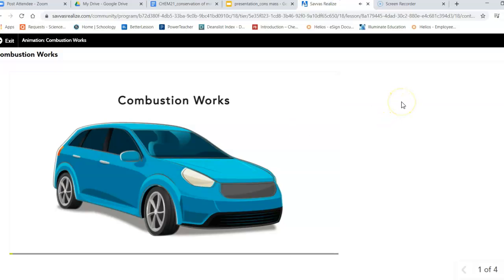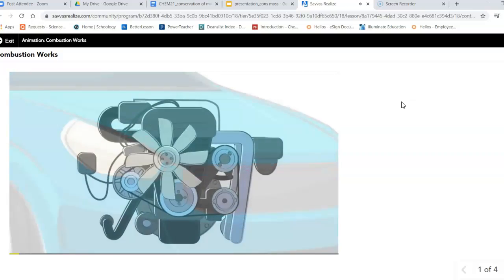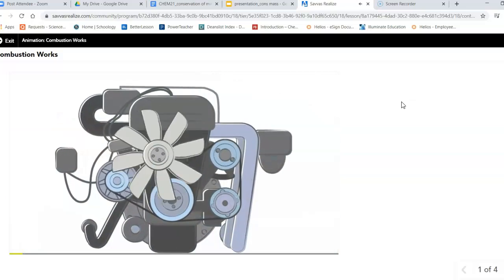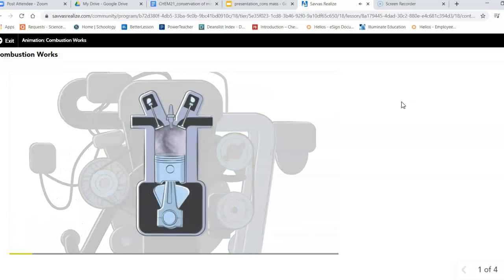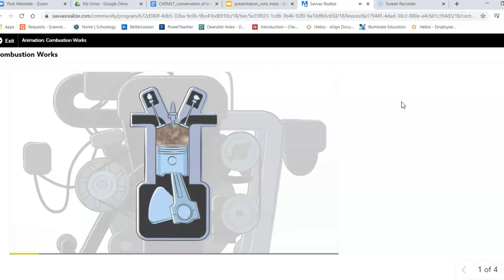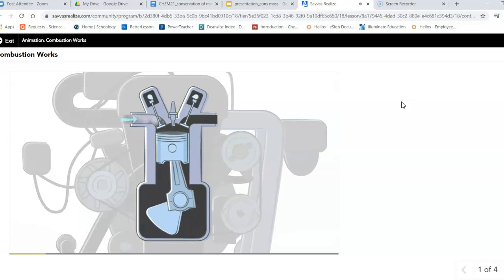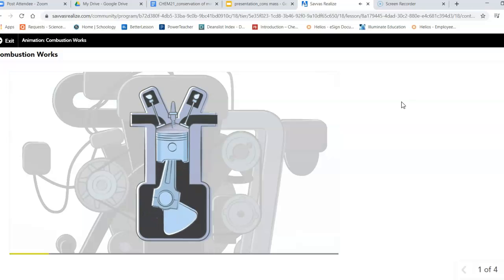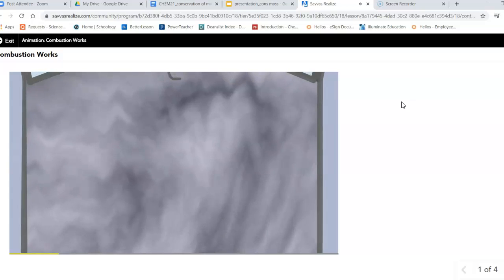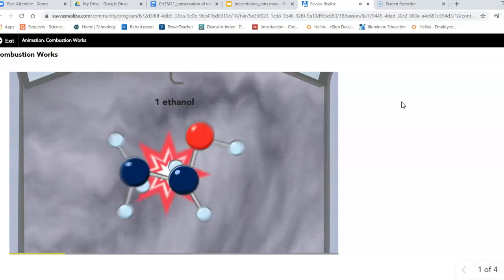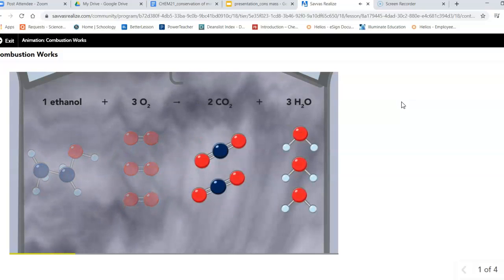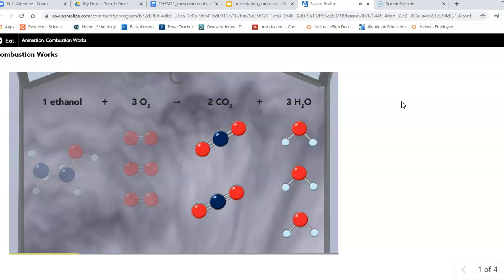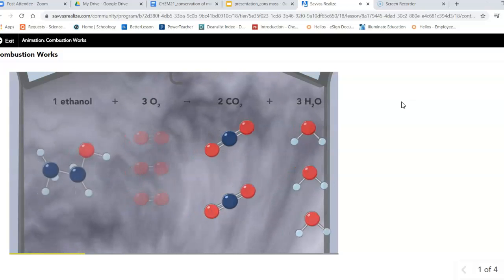Combustion works. An internal combustion engine converts the energy of combustion into useful work that can cause a vehicle to move. One cylinder of a 4-stroke internal combustion engine is shown here. In an internal combustion engine, gasoline is combusted. Gasoline contains many different hydrocarbons, including liquid ethanol. When ethanol is ignited in the presence of oxygen, a large volume of gas is produced, which forcefully expands. This expansion enables the engine to do work.